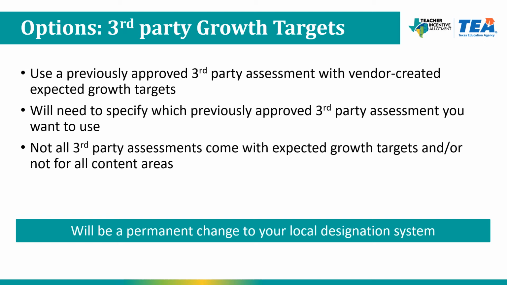Make sure that the option you're picking actually does in fact set expected growth targets, and then you're good to go. Again, like all of these options, that would mean a permanent change to your local designation system. Districts would permanently be replacing STAAR Progress Measure with, say, NWEA MAP or Renaissance STAR or whatever you pick.